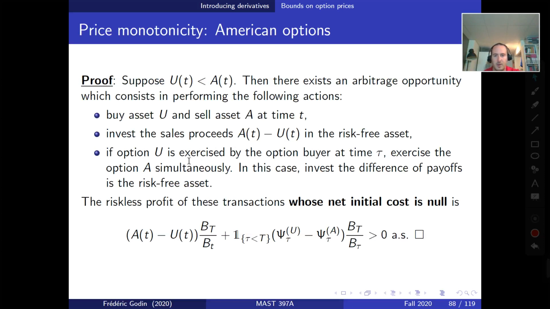Okay, so here this is a typo, so this should be an A and this should be a U here. So if option A is exercised by the option buyer at time tau, so if your counterparty to which you've sold option A exercises, then right away you exercise your own option U. Okay, so at the exact time the option you sold is exercised, you do exercise your own option. And in that case, you will invest the difference of payoffs in the risk-free asset at the time of the exercise.